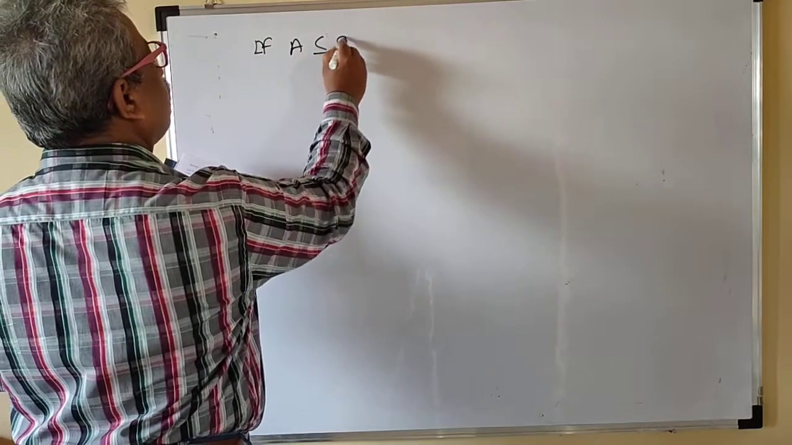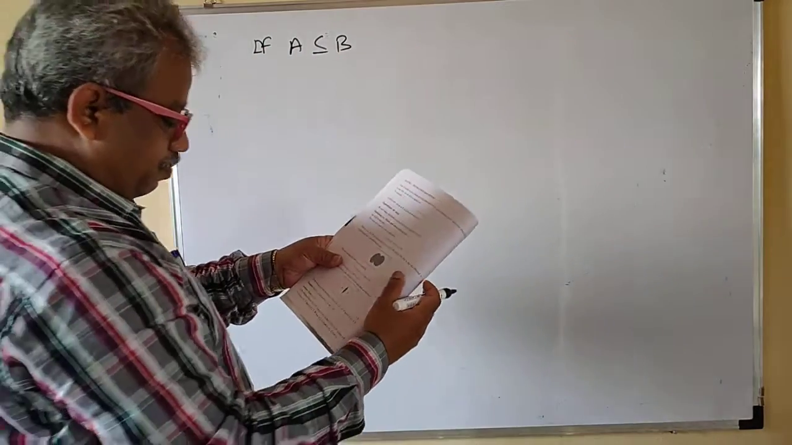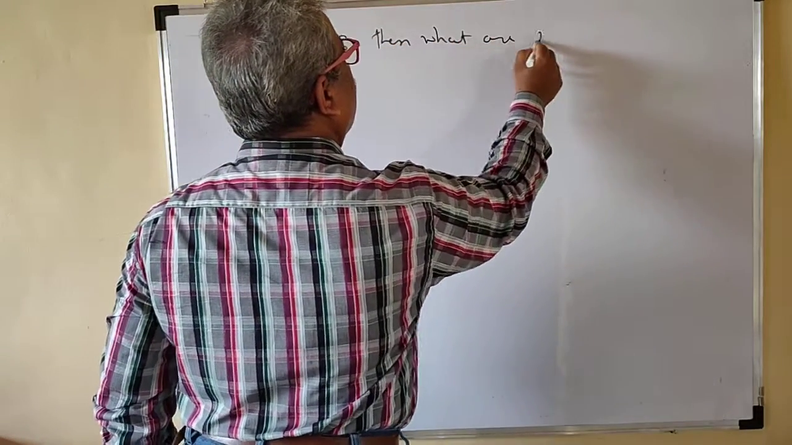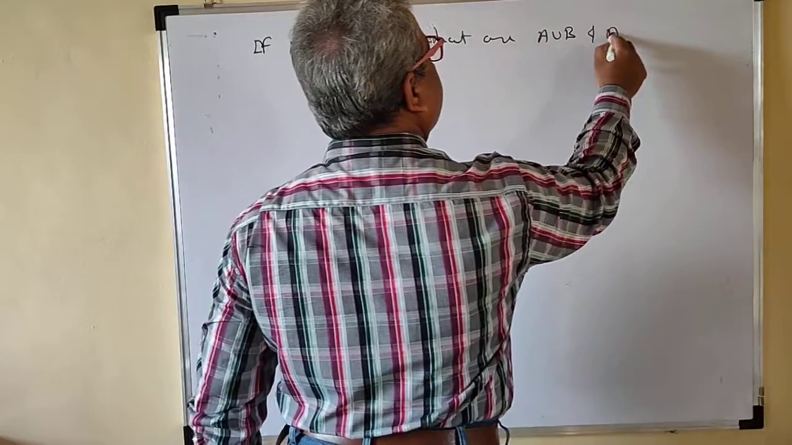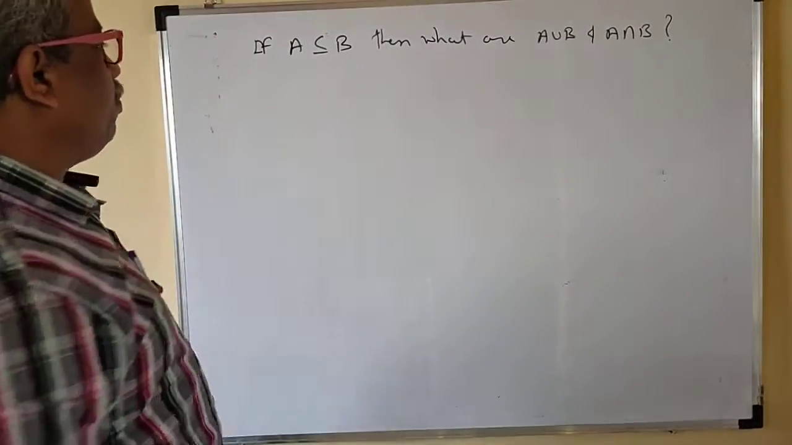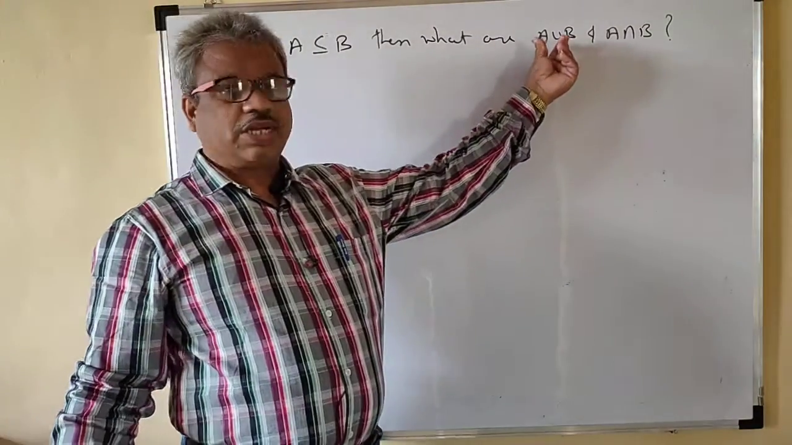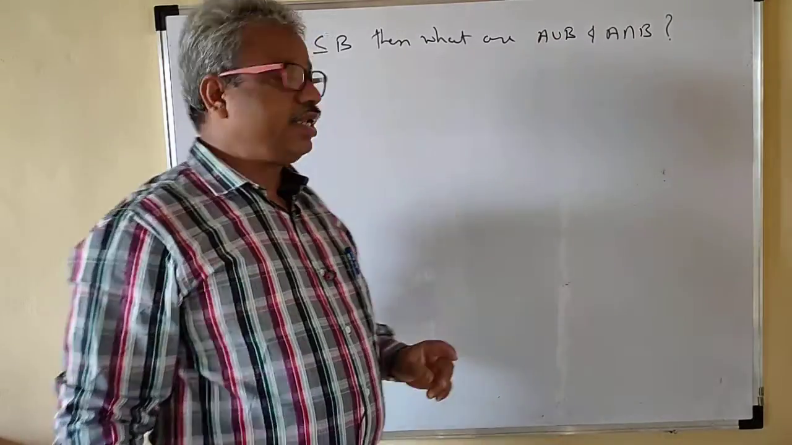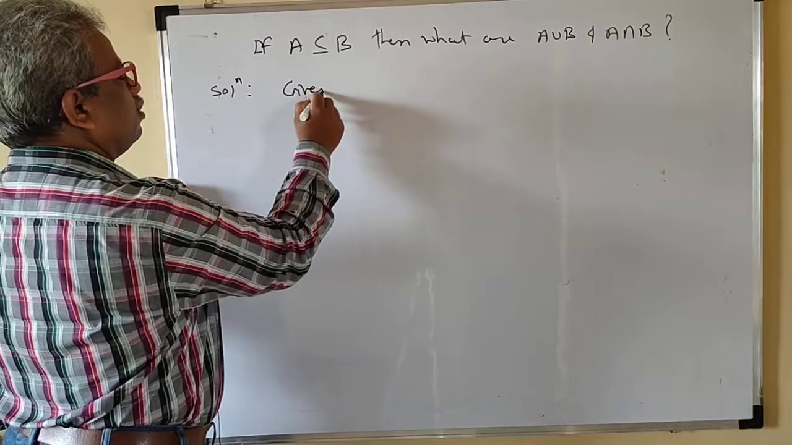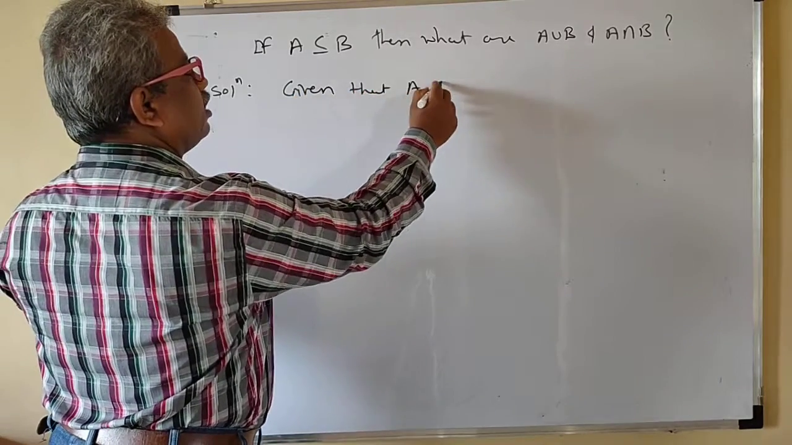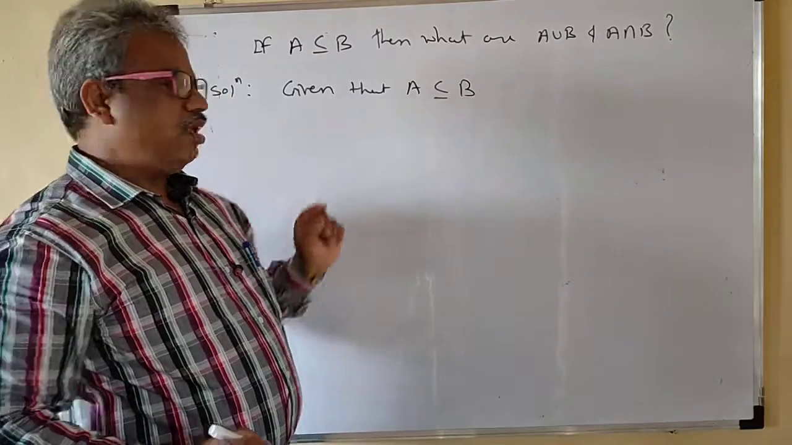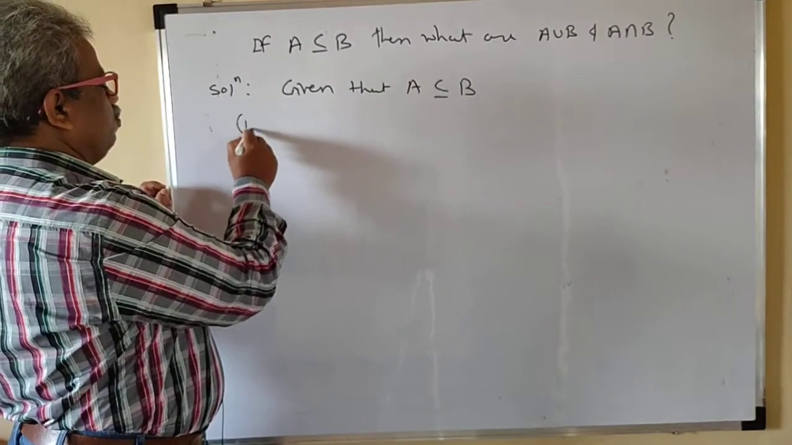Next example: if A is a subset of B, then what are A union B and A intersection B? That means we are given that A is a subset of B, and we want to determine A union B and A intersection B. Solution: given that A is a subset of B. This notation means that A may be equal to B. Now we will solve this.